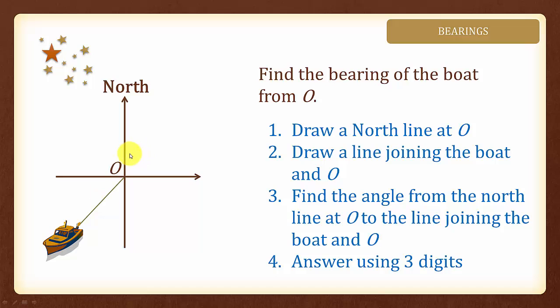So let's start off from this point here. And the bearings is actually the angle from the north line to the line joining O and the boat, which is the angle indicated here. In this case, the bearing is 220 degrees. And since this is already 3 digits, we do not need to add another 0 in front.